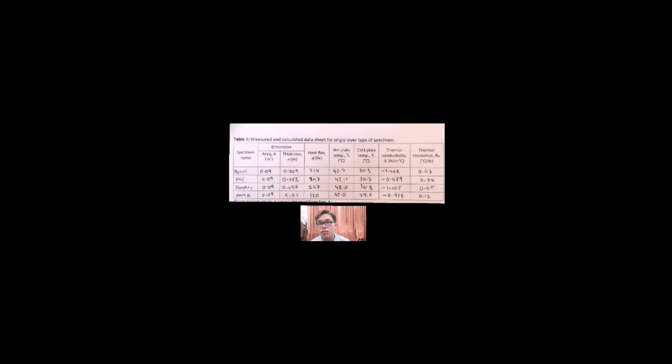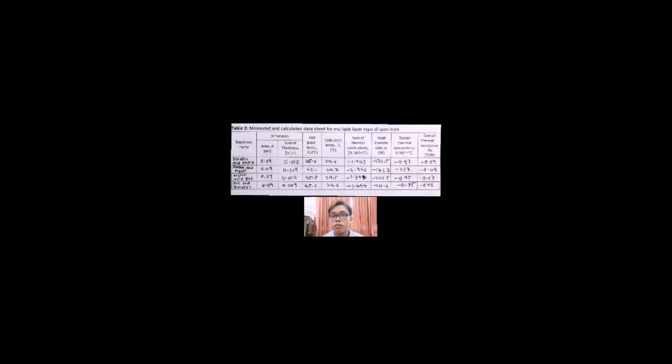And the final plate is PMMA, where heat flux is 130, hot plate is 45, cold plate is 29.6, thermal conductivity is 0.938, and the thermal resistance is 0.12. The result for the first specimen is Duratec and PMMA.